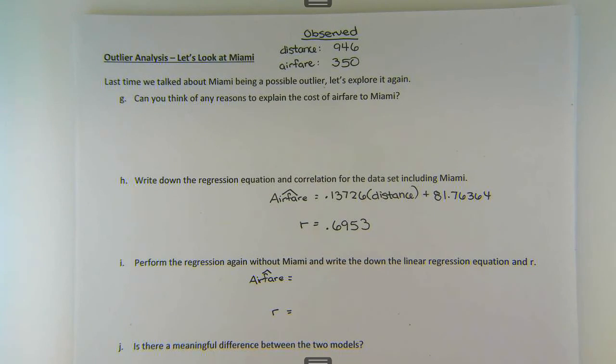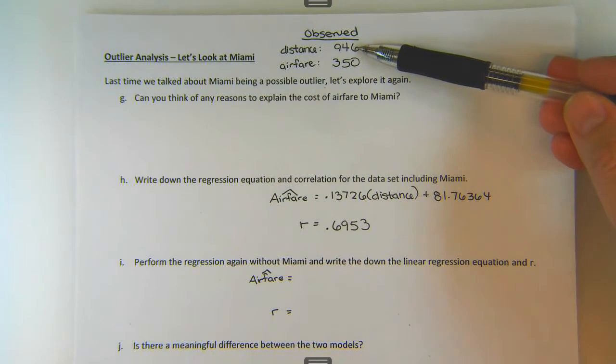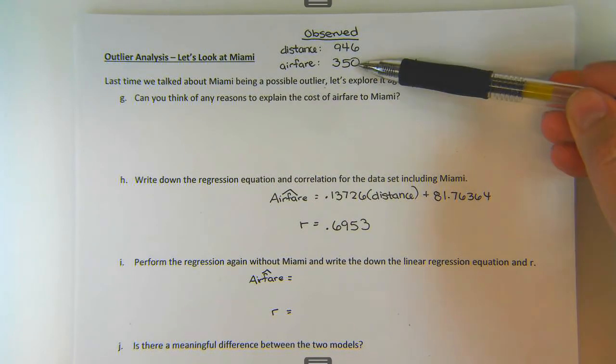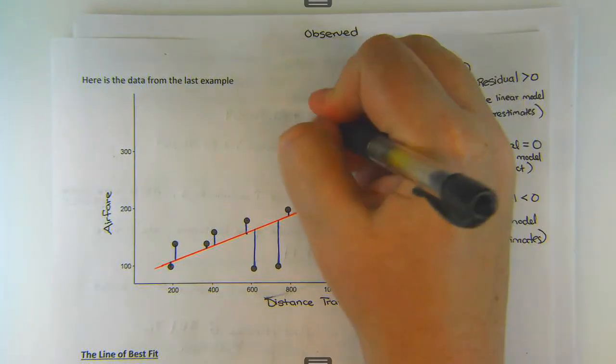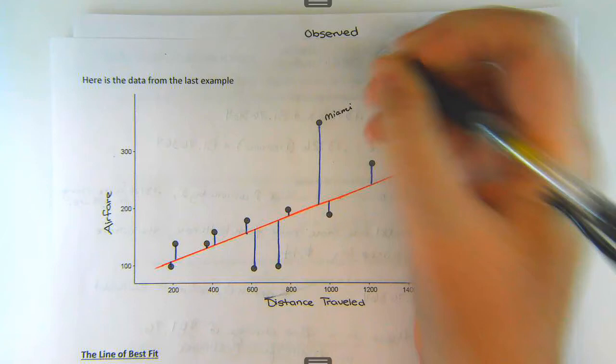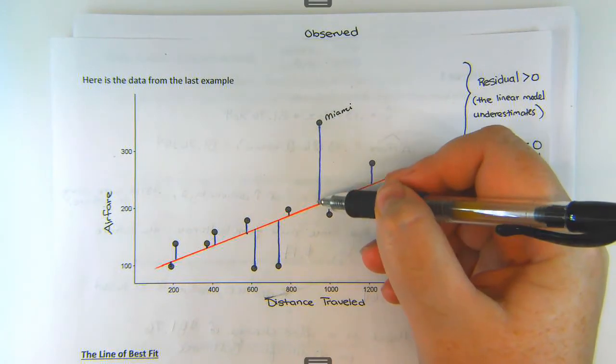Talk about how to analyze for outliers. And what we're going to do is look at Miami, because that's where we saw that large residual occurring. What we want to see is, with such a far distance from the line, is Miami actually an outlier? So what we saw with Miami is that going that distance of 946 miles, there's this airfare of $350. And that airfare was much larger than what was being predicted. So here's Miami, just this very high cost when we would have predicted closer down to $200.